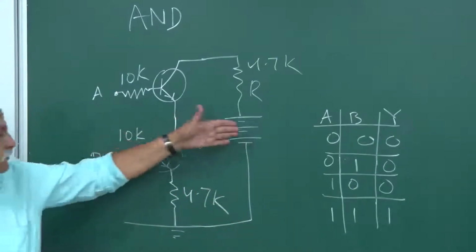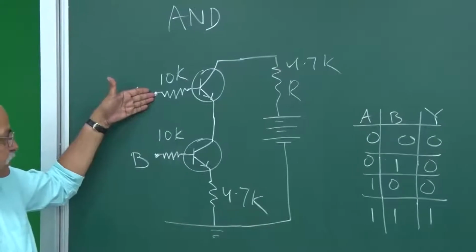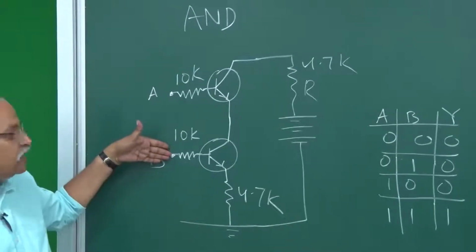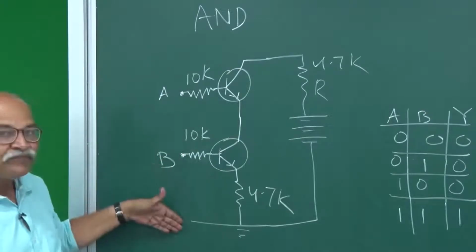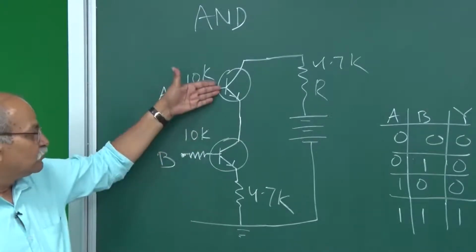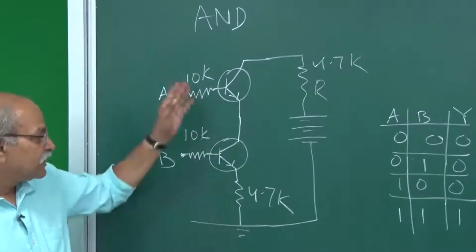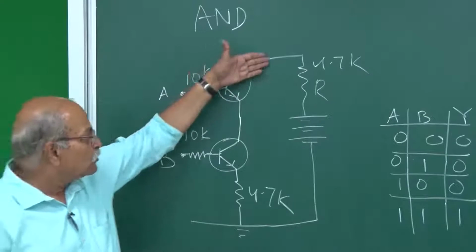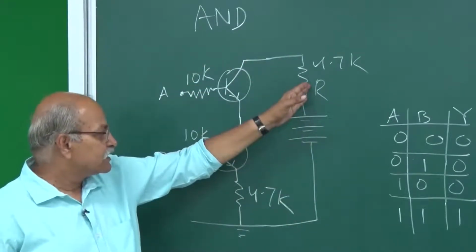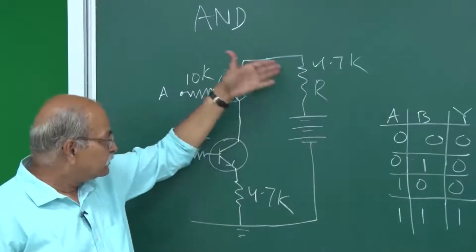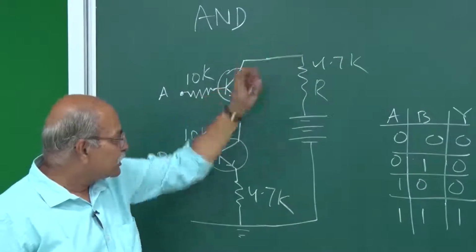So, if A is 0, B is 0, you are not giving any biasing here, you are not giving any biasing here, you are connecting it to ground, you are also connecting it to ground. In that case, both the transistors are in cutoff mode and therefore no current goes. And if no current goes through this collector, then no current goes through this resistance, and then you know that the potential here is the same as this potential.